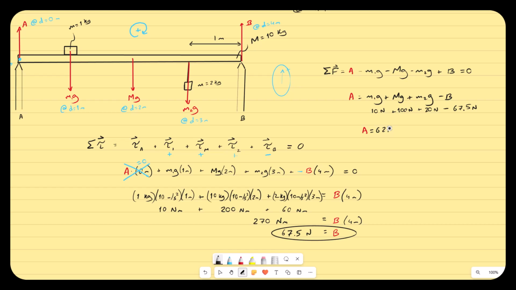62.5 newtons, which is the smaller of the two, and that makes sense because more of my weight is on the right side, so B has to be holding up more. That's it. That's torque. That's the bridge problem.